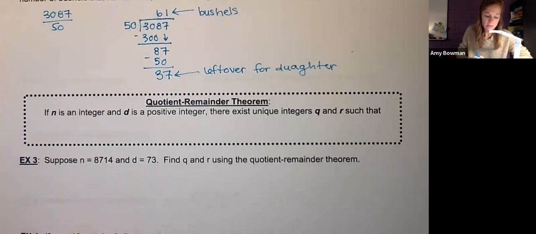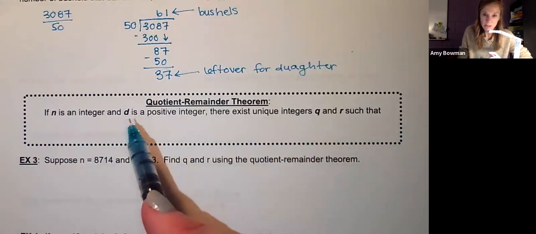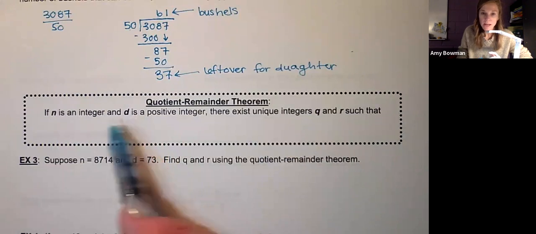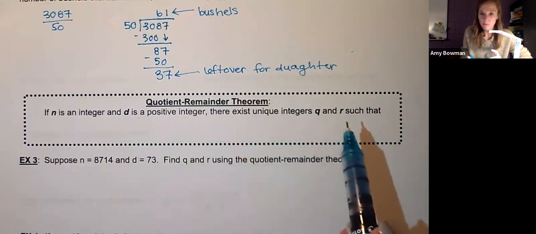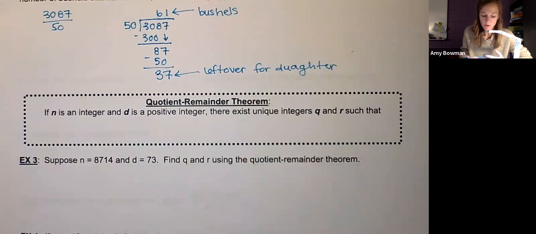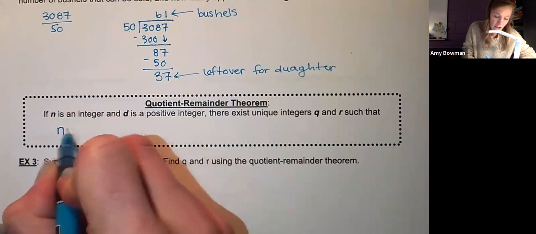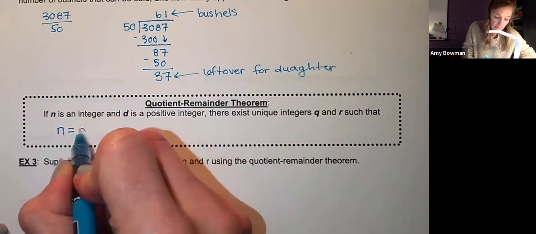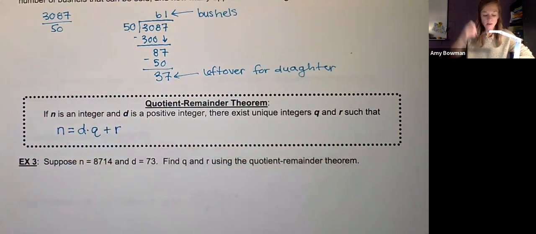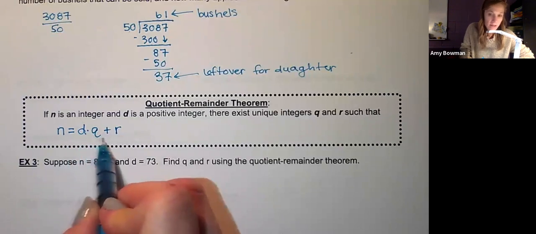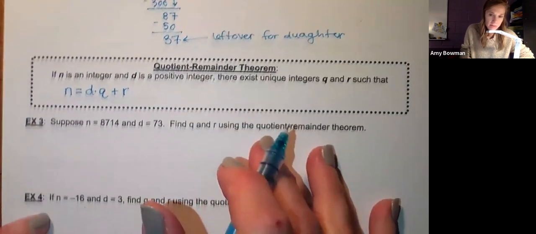So the quotient-remainder theorem basically says for any number n and d, a positive integer, you can divide n by d, and there's going to be some unique quotient and some unique remainder. It's just a very simple way of saying pick a number n and some divisor d. I can rewrite n as that divisor times some quotient plus a remainder. So n and d and q and r are all integers. And we'll look at a few examples so you see how this is applied.